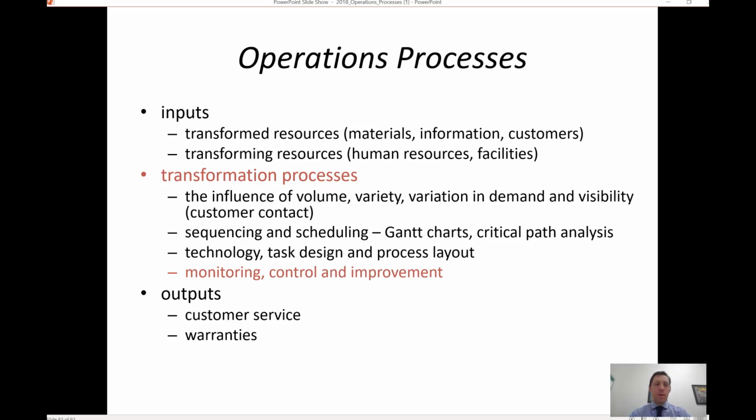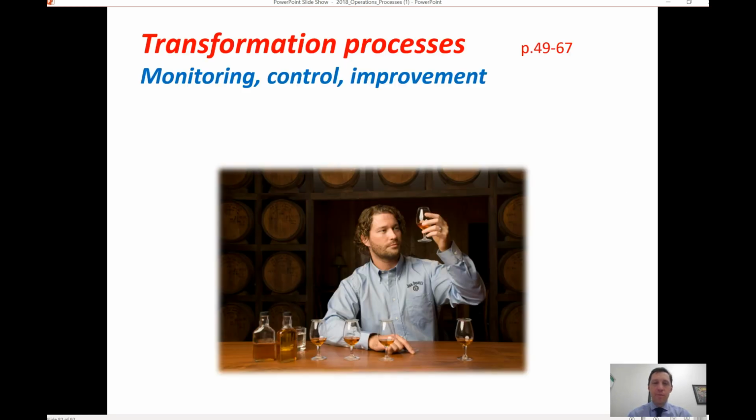Okay, so in this video we're looking at the last element of the transformation process. So far I've looked at the influence of the 4 V's. Then we've had a look at sequencing and scheduling, particularly with respect to Gantt charts and critical path analysis. Then we looked at technology, task design and process layout. And now we'll be focusing on the last element, which is monitoring how things are going in the operations process, and specifically transformation, controlling it, so potentially putting changes in place, and then ultimately making improvements.